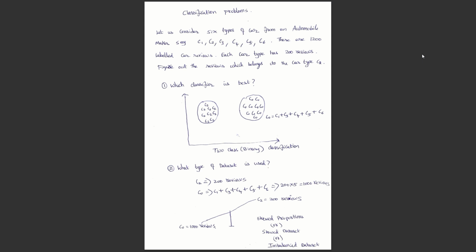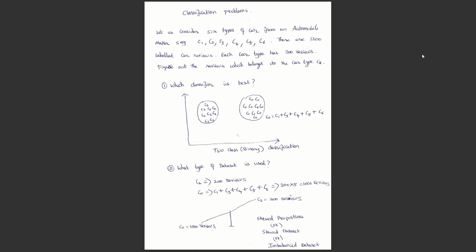So let's take the first example. Let us consider 6 types of cars created from the automobile makers C1, C2, C3 to C6, and there are totally 1200 labeled car reviews, which means that say this review is going to be for C1, this review is going to be for C2, so it is labeled. Each car type would have 200 reviews. So the first problem would be to figure out the reviews which belong to the car type C2.